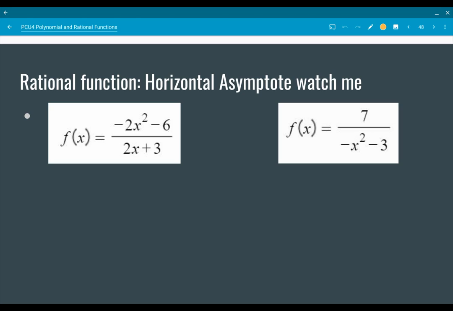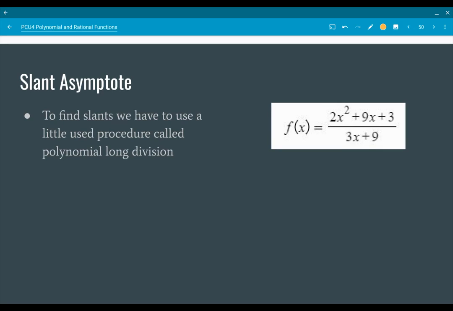So for the sake of the length of the video, I'm not going to do these in the video. I may put out a second video that's just me working through these. So that'll be listed below in Canvas. So we're going to look at a slant asymptote.